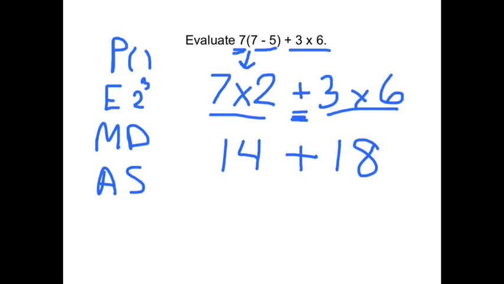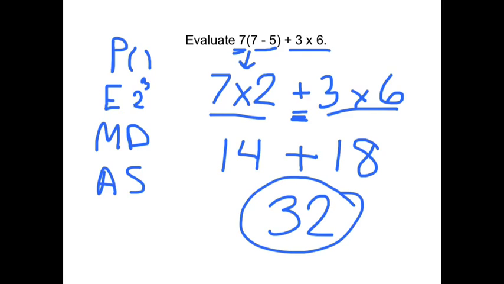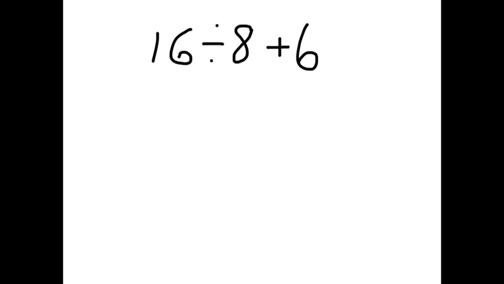So we've done all our parentheses, all our exponents, all our multiplying and dividing. Last step, we finish with our addition, and the answer is 32. Alright, let's do one last one. Let's evaluate, and evaluate means find the answer. Let's do 16 divided by 8 plus 6 times 3 squared.